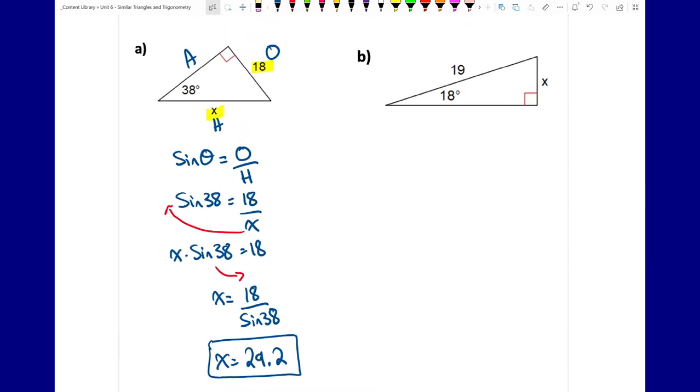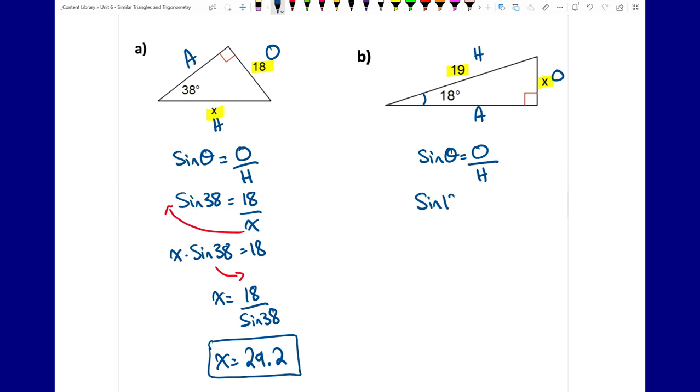For B, again, same idea. We were trying to find a missing side. Let's label everything. I have my hypotenuse across from the 90-degree angle. I have my opposite across from my reference angle here, and I have my adjacent that's beside it. The only sides that have information are opposite and hypotenuse. So I'm going to be using sine. And again, we'll talk more about how to recognize when to use one or the other in a future lesson. But again, opposite and hypotenuse, and our lesson is focusing on the sine ratio specifically.